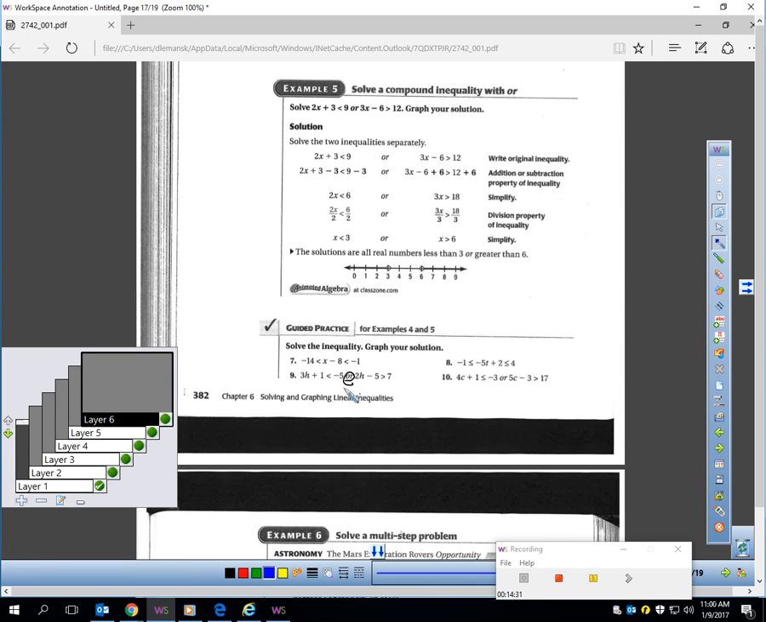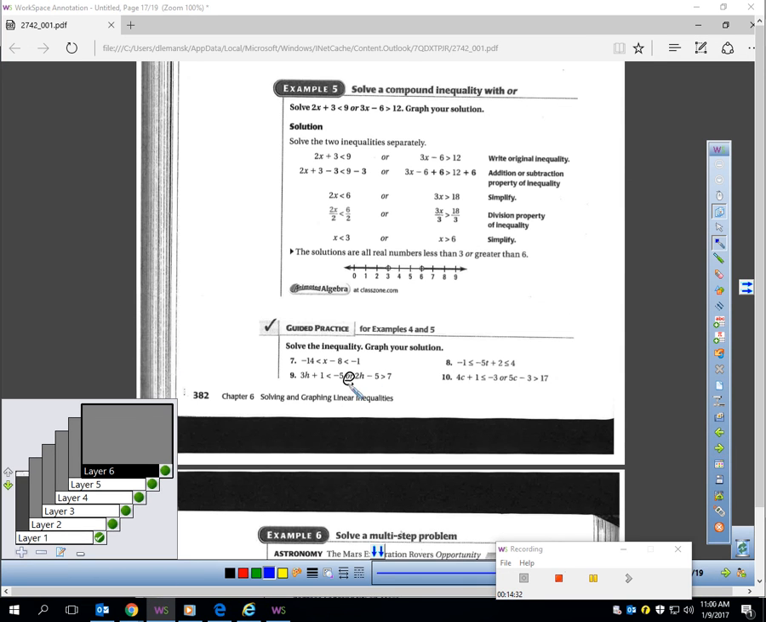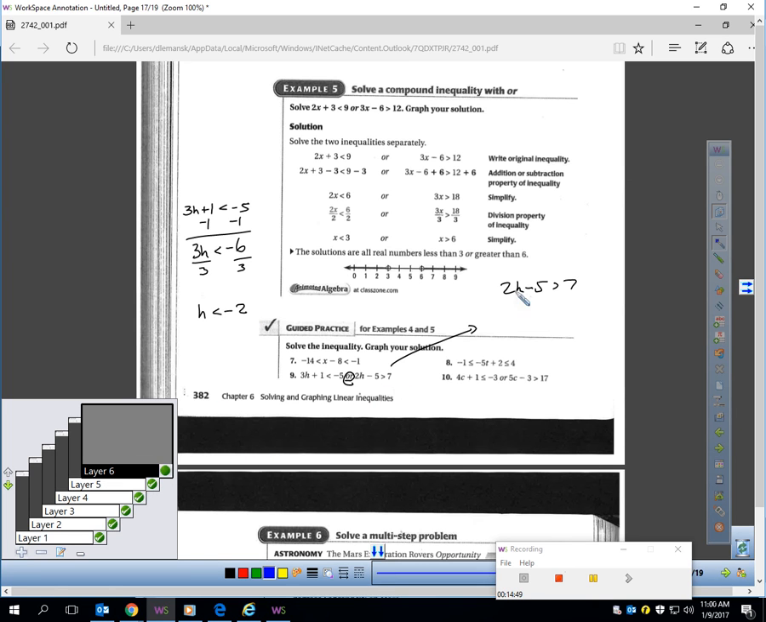Let's do one OR problem. Number 9, this is an OR. I got to solve these separately. So there's the first inequality. I'll take away 1. I'll divide by 3. So h is less than -2. Here's the second inequality. 2h - 5 > 7. I'll add the 5. I'll divide by the 2. h is greater than 6.